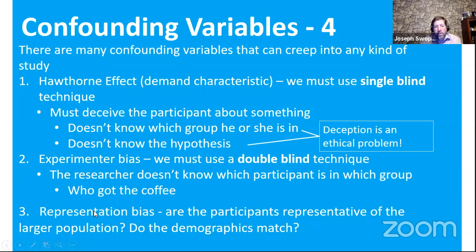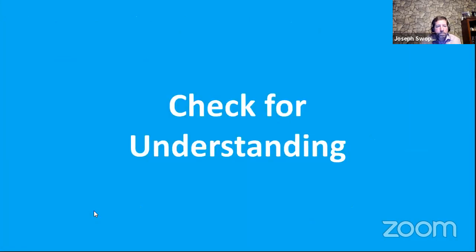And the other one is representation bias. Are the participants representative of the larger population? Do the demographics match? Imagine in a large high school or college, I want to do an experiment on whether coffee helps people pay attention. And I put a post out there and people volunteered. And amazingly, all 50 people who volunteered were all female. It's possible that that could happen because it's random. Well, in a co-ed school, that's not going to be representative. And so that might introduce another bias there.